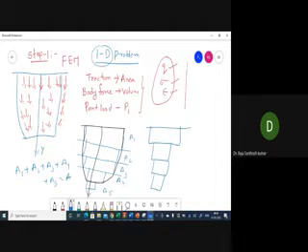Okay, now the forces are acting. What is our assumption? Here the forces are acting in the downward direction, right? That is the assumption you have to remember. Now it is element number 1, element number 2, element number 3, and element number 4.